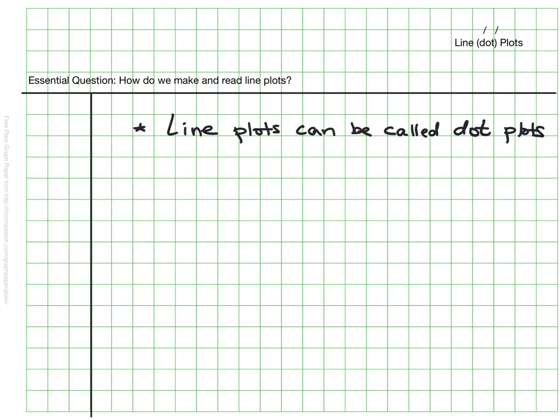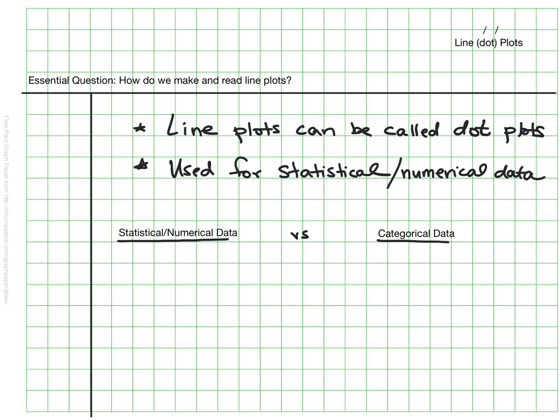So line plots are used for statistical and numerical data. And I just want to take a moment to talk about that term, numerical. We'll contrast that with something called categorical data. Statistical or numerical data comes from answers to questions that can be answered with a variety of numbers, versus categorical data, which has questions that have answers that can kind of be separated into groups or categories. I'll give you an example of both.